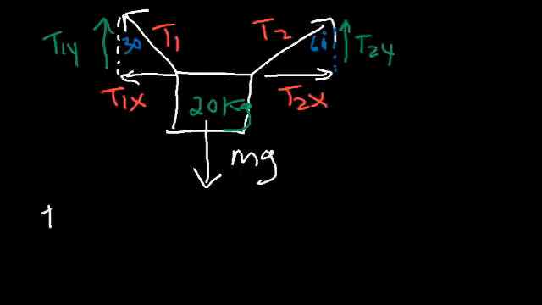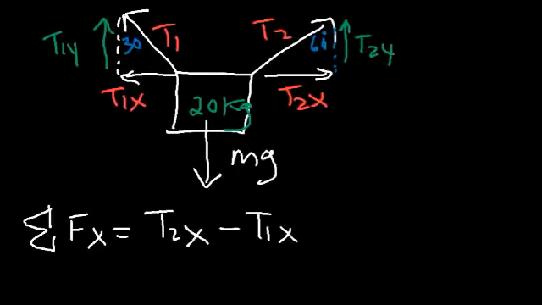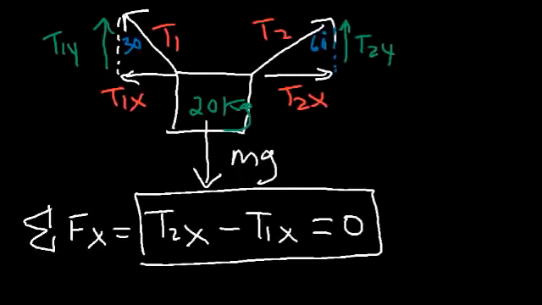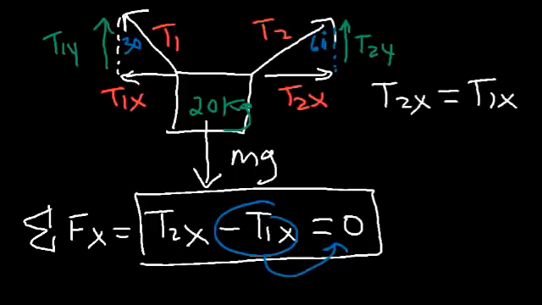So the sum of the forces in the x direction is T1x and T2x. T2x is positive because it's going to the right. T1x is negative because it's going to the left. And because the block is static, because it's at rest, it's not moving, it's stationary, the net force in the x direction and in the y direction must be equal to 0. So if T2x minus T1x is equal to 0, we can move it to this side, and therefore T2x is equal to T1x.